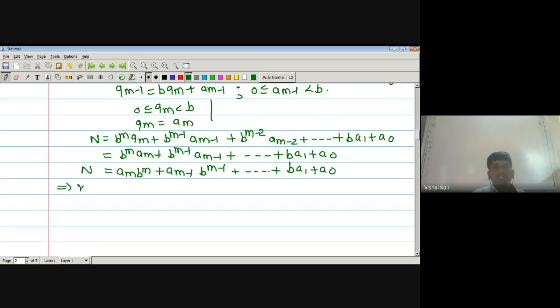So which is the required representation for the positive integer n.